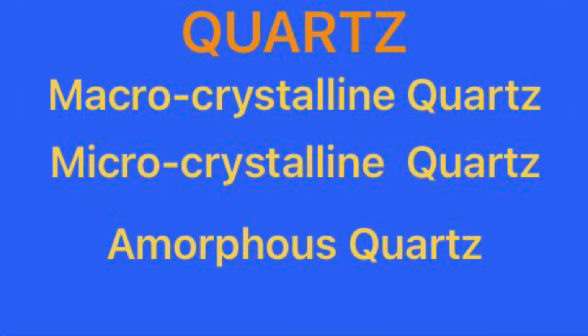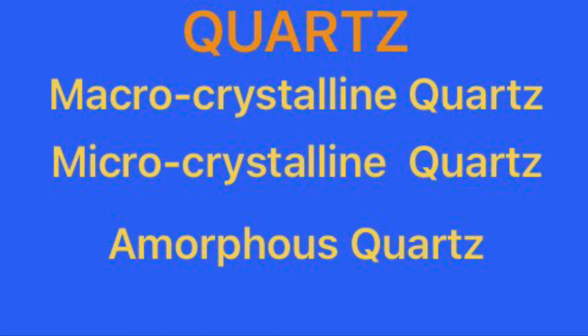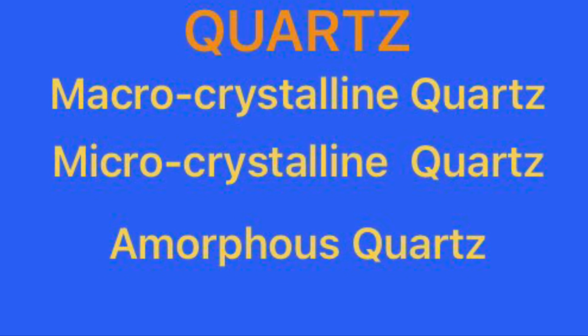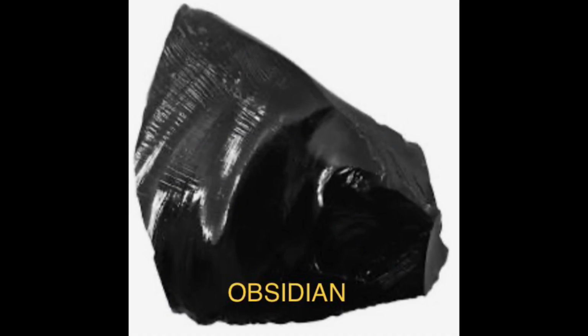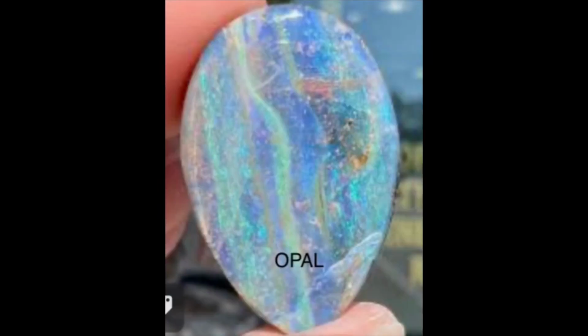And finally, there is amorphous quartz. That is quartz that has no crystals in it at all, and it's the same thing as glass. Examples would be obsidian, which is volcanic glass, and the beautiful multicolored opal.